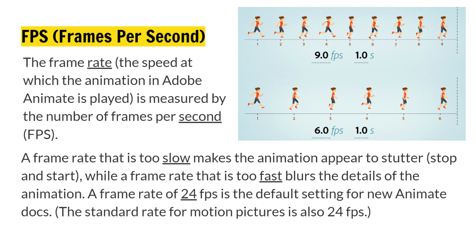A frame rate of 24 frames per second is the default setting for new Animate docs. The standard rate for motion pictures is also 24 frames per second. Now I'm not sure about your version of Animate on your computer. I think I had seen somewhere one of them defaults to 30 frames per second, so we'll look at that, but we want to use 24 frames per second.